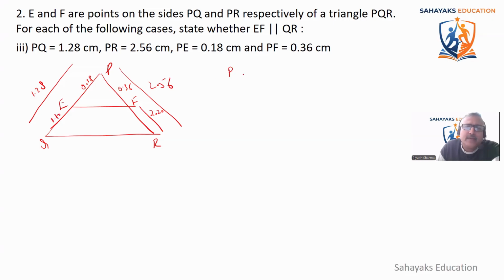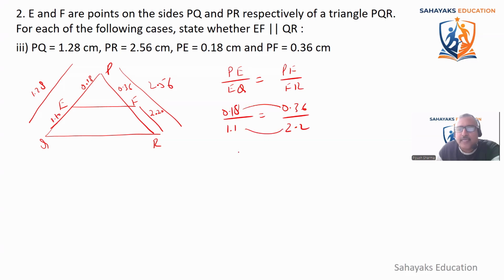Now we have to check again. So PE divided by EQ, is it equal to PF by FR? So we can say 0.18 divided by 1.10, is it equal to 0.36 divided by 2.2? Yes, it is equal. See, 18 to 36, 1.1 to 2.2. So yes, they are proportionate. So EF is parallel to QR.